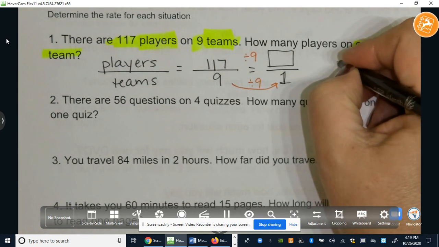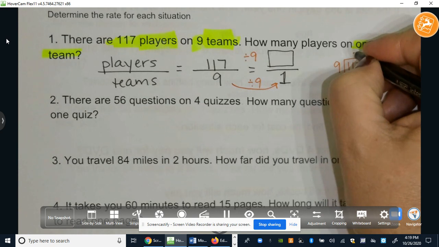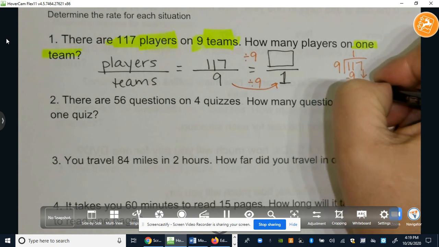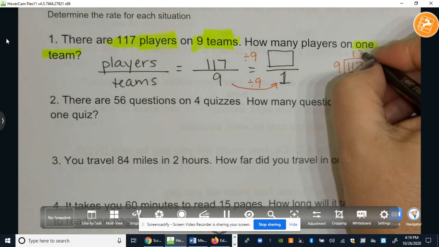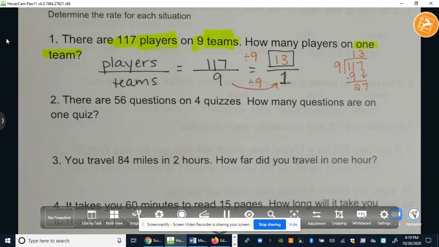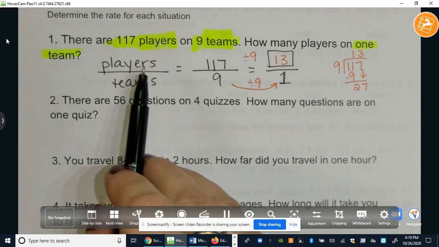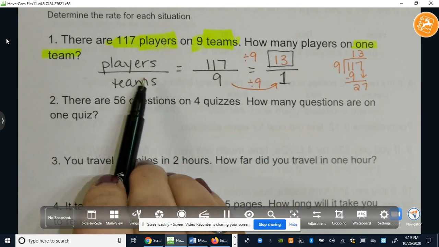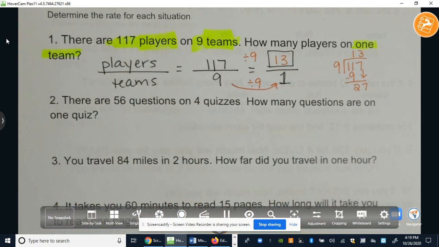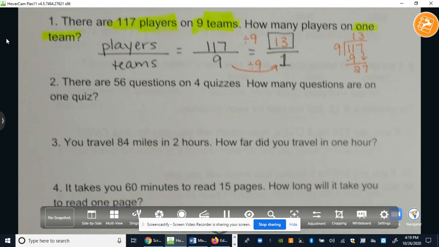117 divided by 9. 9 can go into 11 one time, leaving me with 2. Bring down my 7. 9 can go into 27 3 times. So my answer would be 13. So there's 13 players for one team. Okay, let's go to our next one.